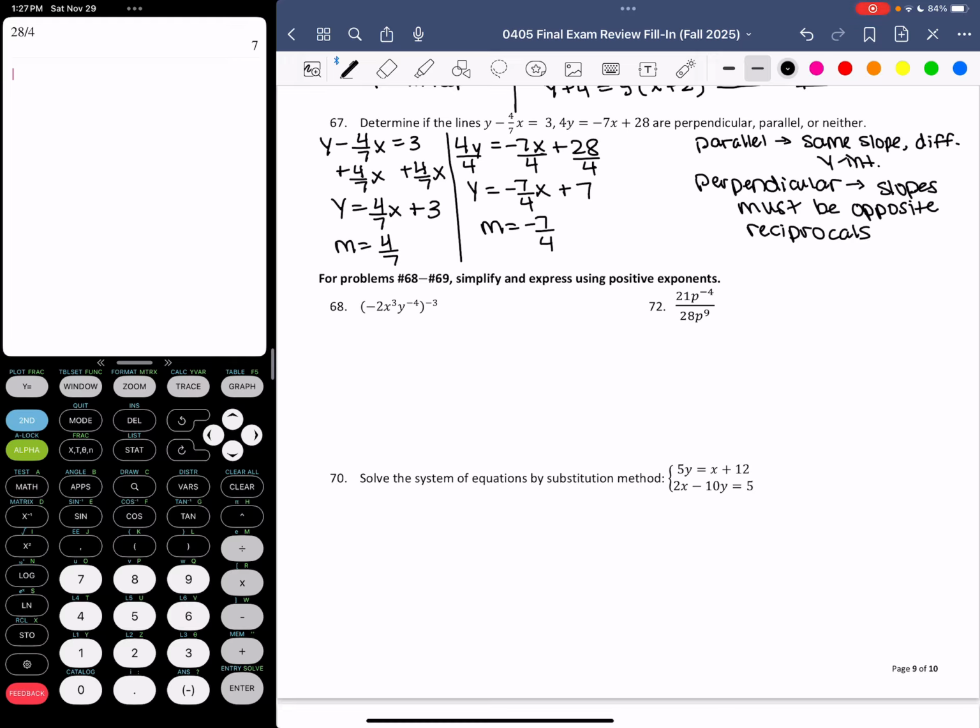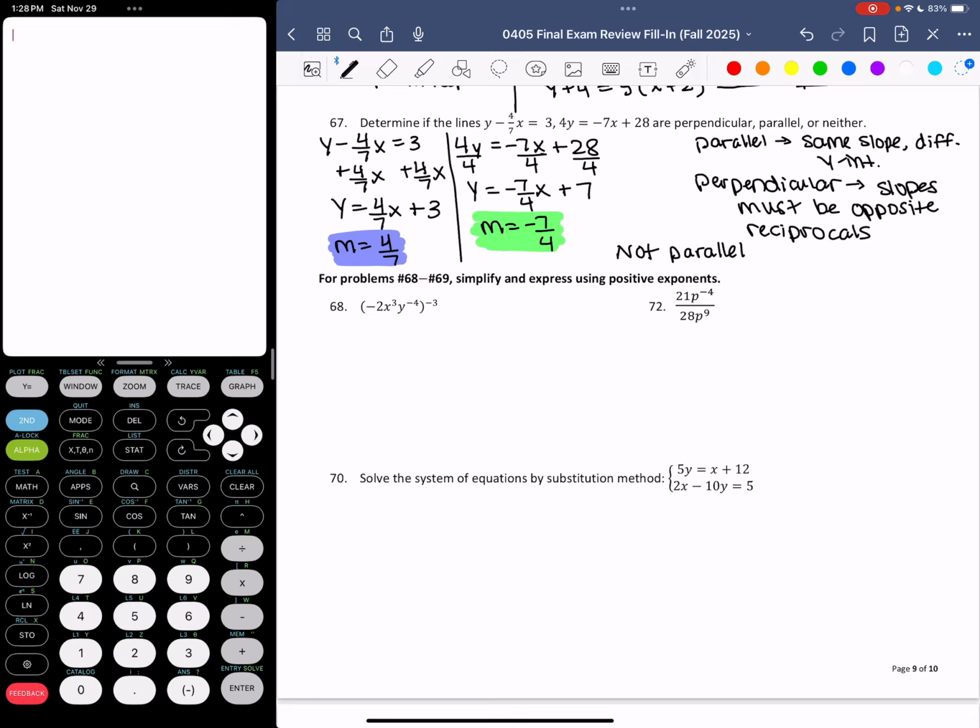So we need to compare our slopes, okay? So let's see here. We've got this slope, positive 4 over 7. And we have this slope, negative 7 over 4. So already I can see these are not the same, right? These are not the same number. So therefore, this is not parallel, okay? So, I mean, make a note here, not parallel.